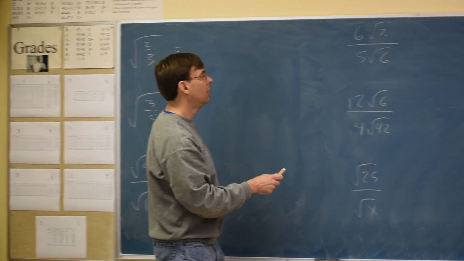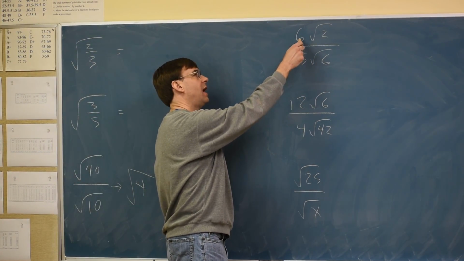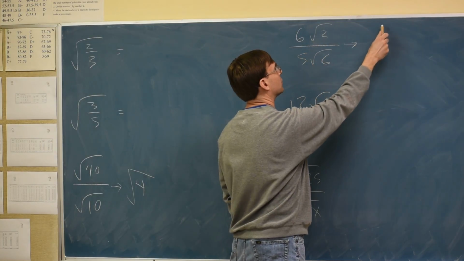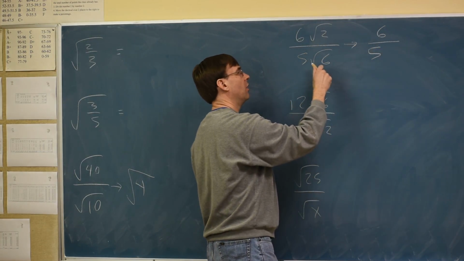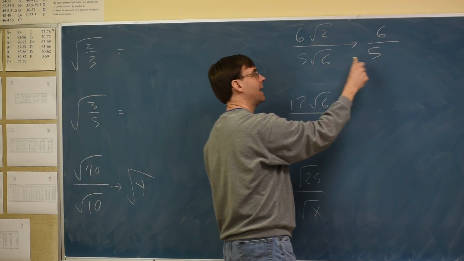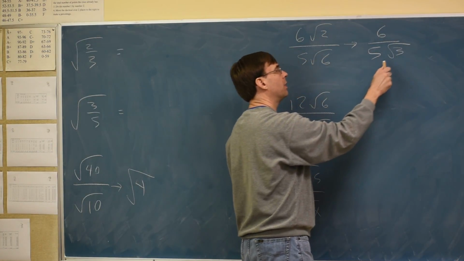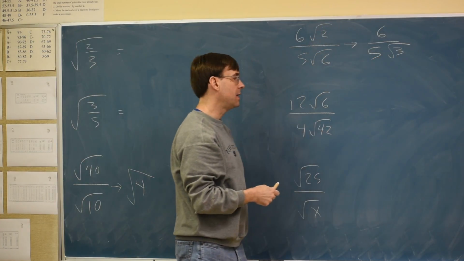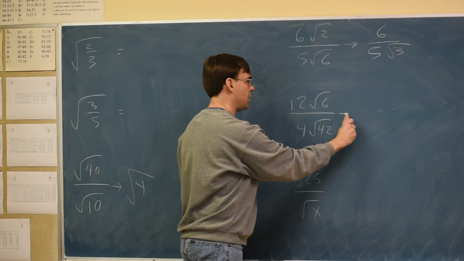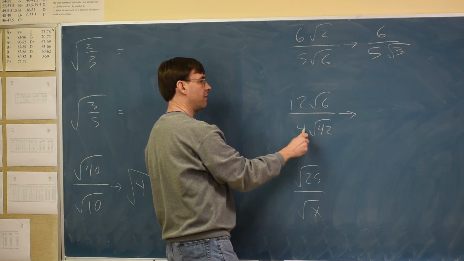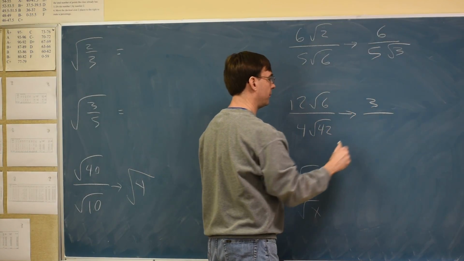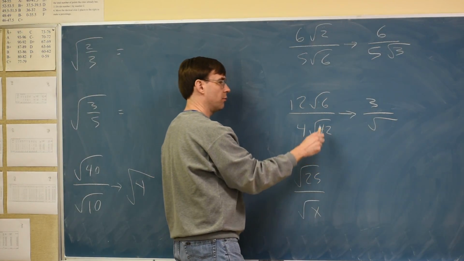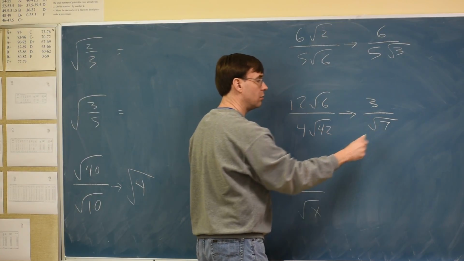On this, 6 and 5 can't divide each other, but 2 can go into 6. So I'd leave the 6 and 5 alone. 2 into 6 goes 3, but leave that under the radical sign because originally they were radicals. They should still be that way. Here I can divide. 12 can divide 4 to get a 3. The root can divide into the root to make a smaller root. 6 into 42 can go 7.